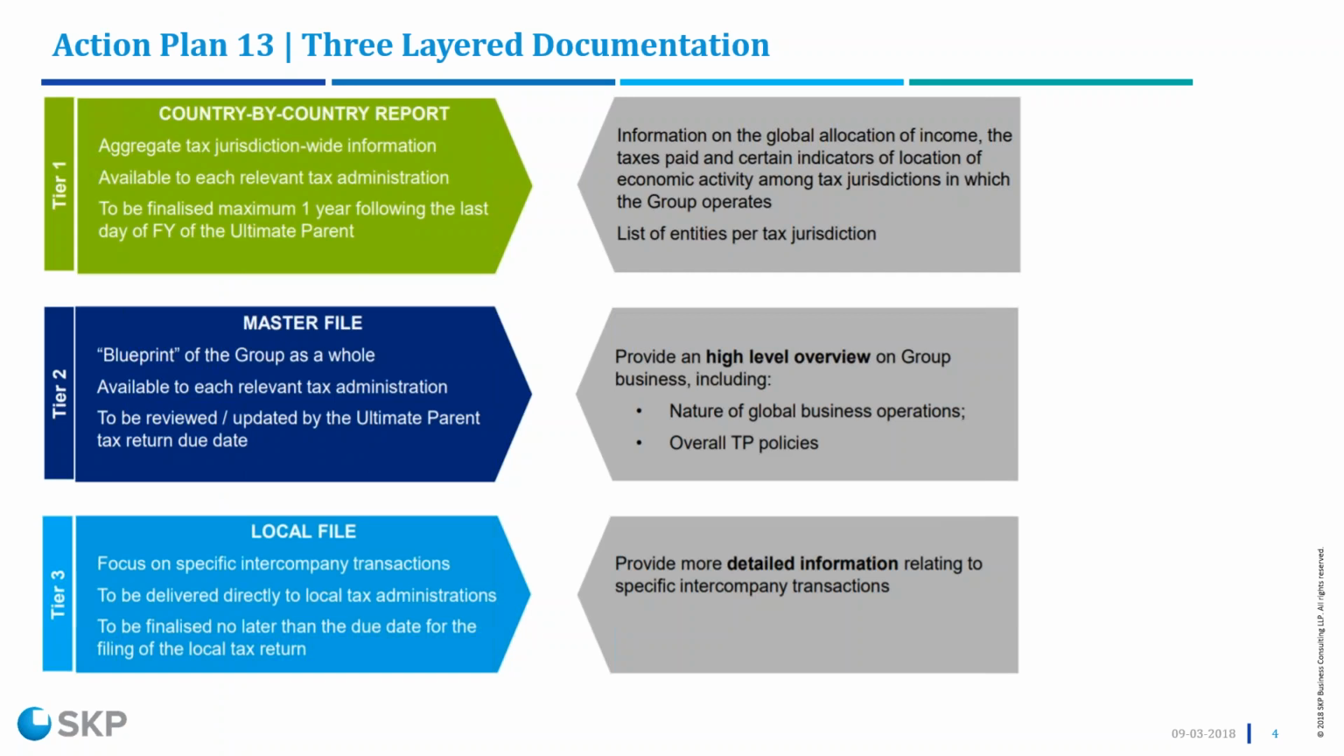Action Plan 13 advocated a three-layer transfer pricing documentation: the country by country report, the master file, and the local country file. We were used to the local country file till now, which was part of the Indian regulations under Section 92D and Rule 10D. The country by country report and the master file are the new documentation requirements that companies to whom they are applicable would come into picture. The country by country report, as everyone is aware, is applicable only for companies with global consolidated turnover of more than 750 million euros. So it's only very large companies that get attracted to this requirement. The master file is more like a blueprint of the entire business group.